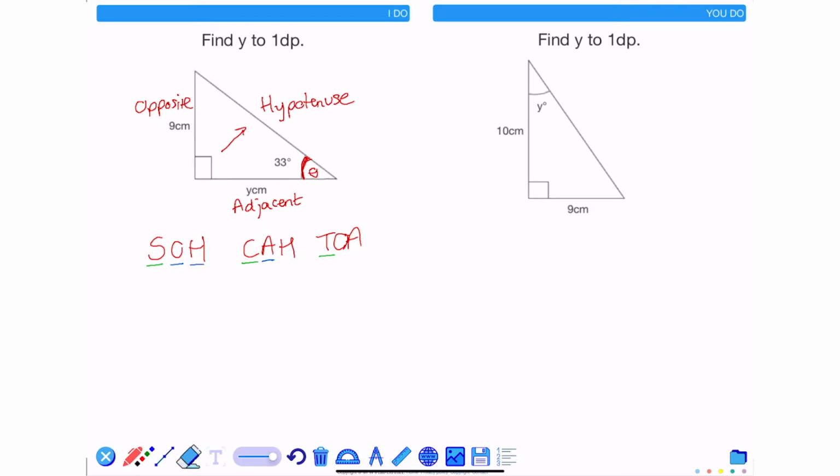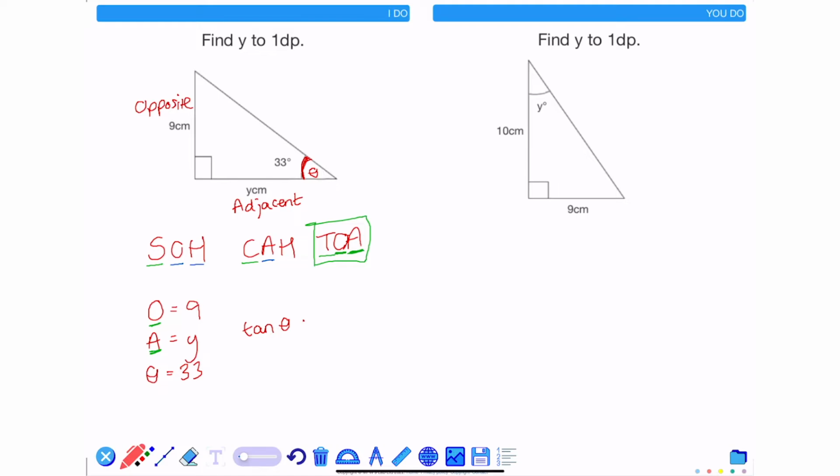Now, looking at the information I've been given, we don't need the hypotenuse. And I can see that the opposite is 9. I need to work out what the adjacent is, and I know that theta is 33. Now, of the three trigonometry ratios, the only one that fits is TOA, because I have both the opposite and the adjacent as part of the information I've been given. So TOA stands for tan theta is equal to the opposite, the O, divided by the adjacent, the A.